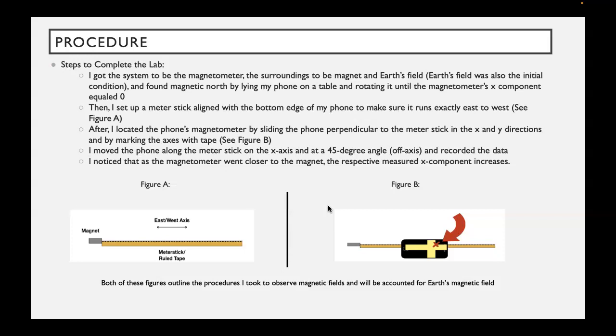After, I located my phone's magnetometer by sliding the phone perpendicular to the meter stick in the x and y directions, and by marking the axes with tape, as seen in figure B. I moved the phone along the meter stick on the x-axis at a 45-degree angle and recorded the data. I noticed that as the magnetometer went closer to the magnet, the respective measured x component increases.